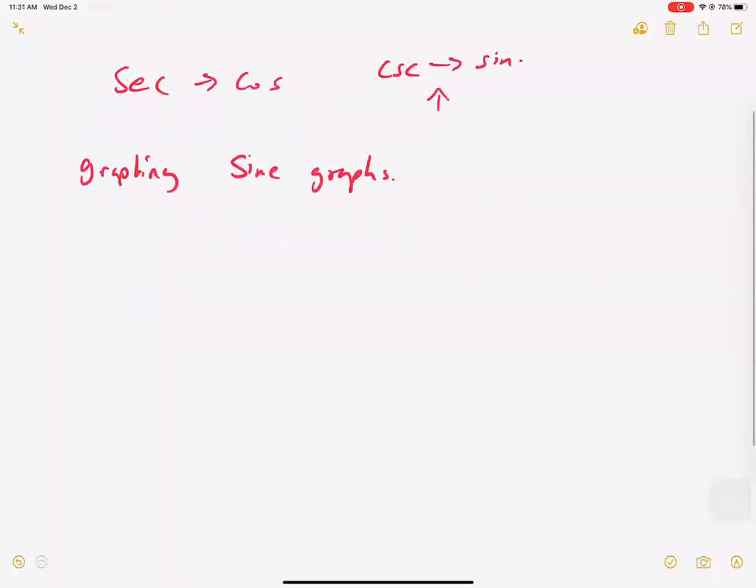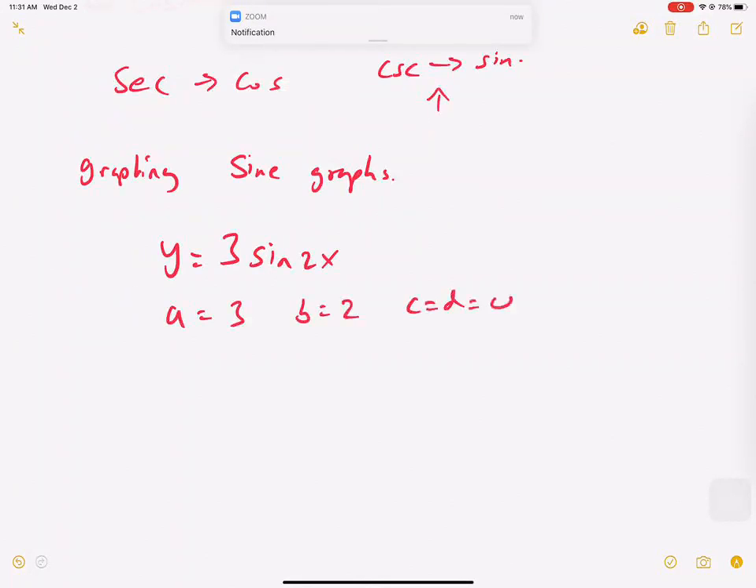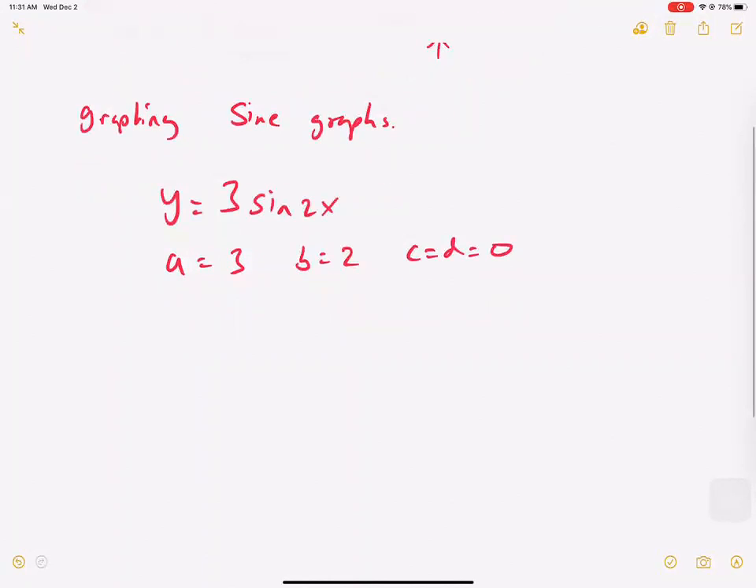So to graph a sine graph, let's say y is equal to 3 sine of 2x. We always start off with our a, b, c, and d values. A is 3, b is 2, c and d are both, in this case, 0. No parentheses, no d. So no d value here, no c, no d. Now, the way we start off these graphs is we first graph our d, that's 0. Then we graph our c. We say we're going to start at 0 here.